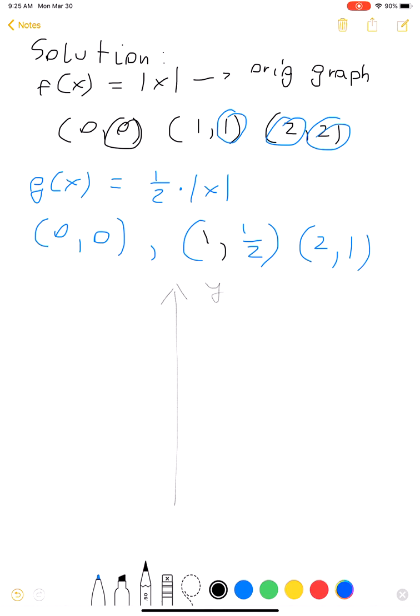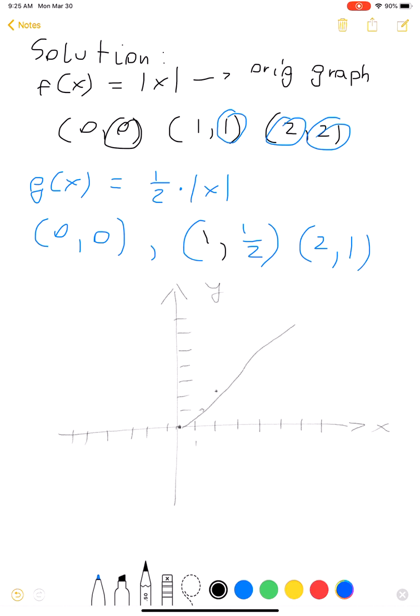Y, x. So on my unit, I'm going by 1. So again, in black, it's going to be f of x. So we're having point 0, 0. Then I have 1, 1. And then I have 2, 2.